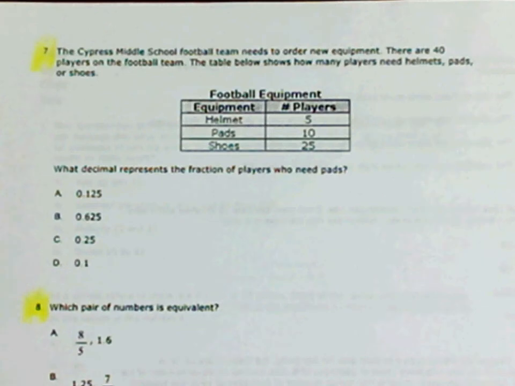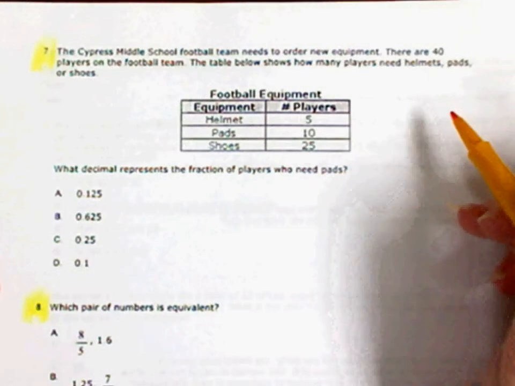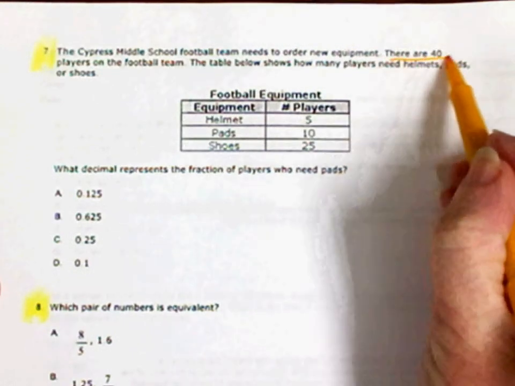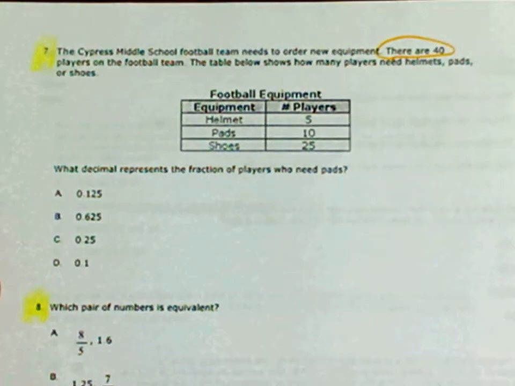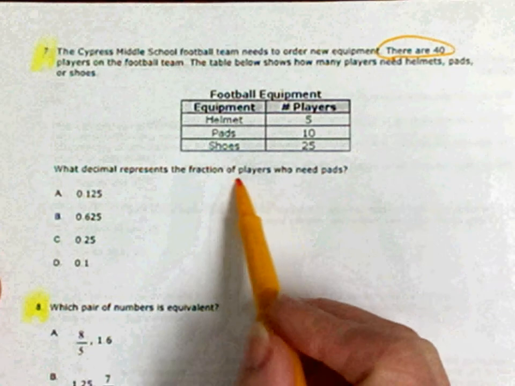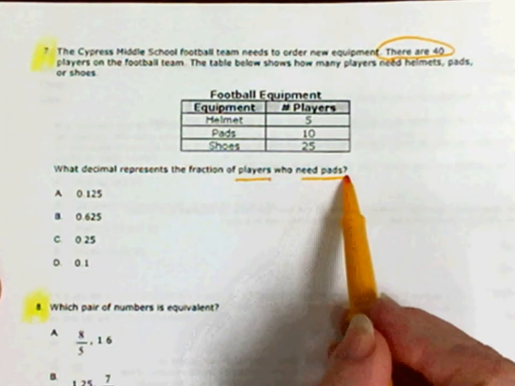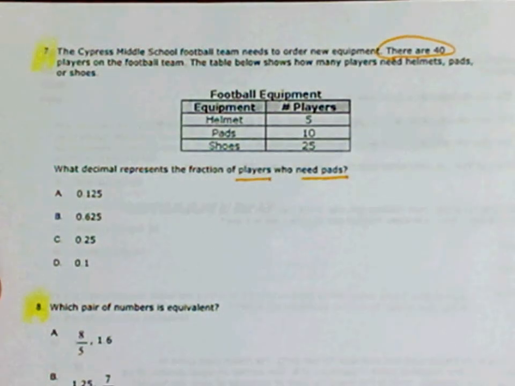Boys and girls, we're going to review some questions that we've seen during this first semester. One of the first questions I want to highlight is looking at changing decimals to fractions and fractions to decimals. In problem number 7, as we read it, there are a total of 40 players, and we want to build a decimal that represents a fraction of players who need knee pads.